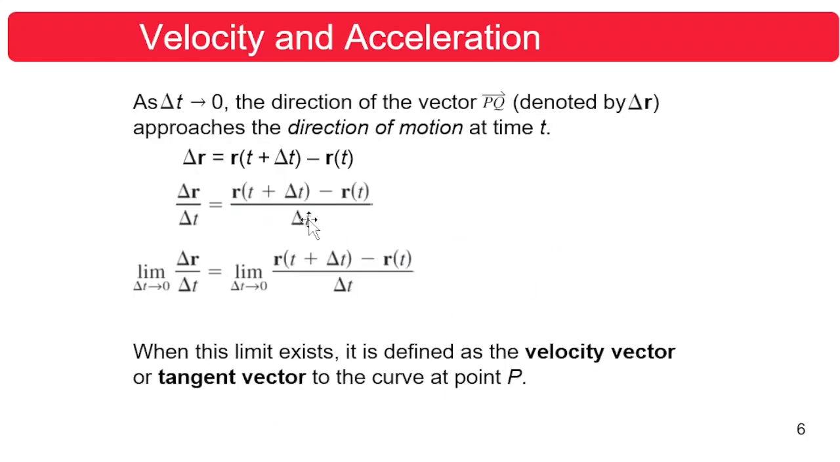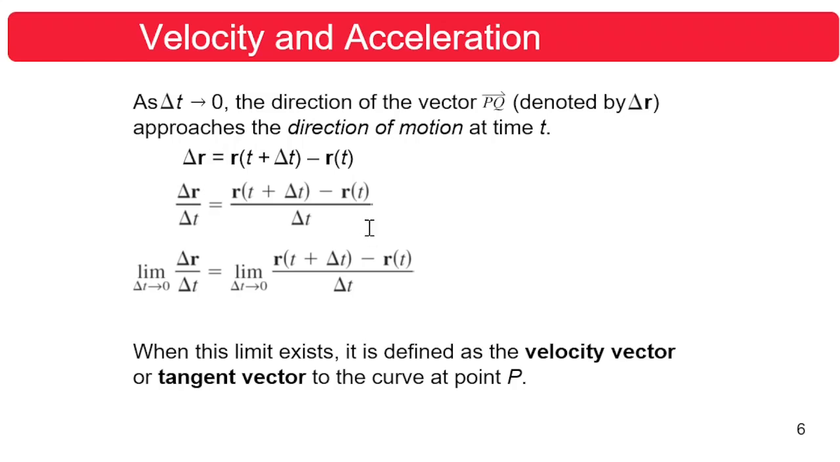From the figure, as delta t approaches 0, the direction vector P to Q, denoted by delta r, approaches the direction of motion at time t. By definition, the change in the position vector r is equal to the difference between r of t plus delta t and r of t. Dividing both sides of this equation by delta t, we have delta r over delta t is r of t plus delta t minus r of t, all over delta t.